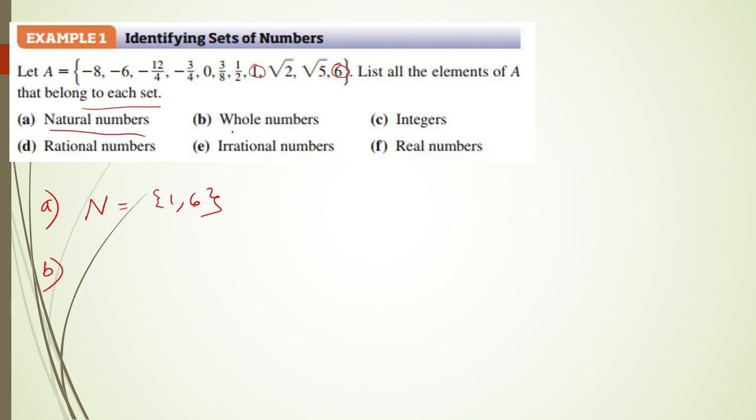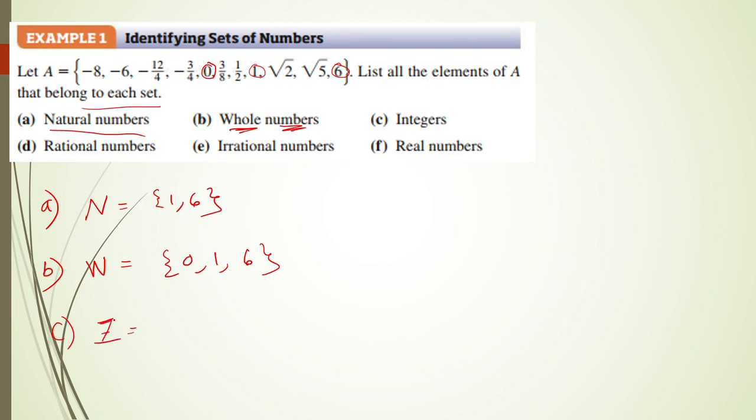Part B, list the whole numbers. The whole numbers also include 0. So we have 0. And I'll use W to denote the whole numbers. We have 0 as our first whole number, 1, and 6.